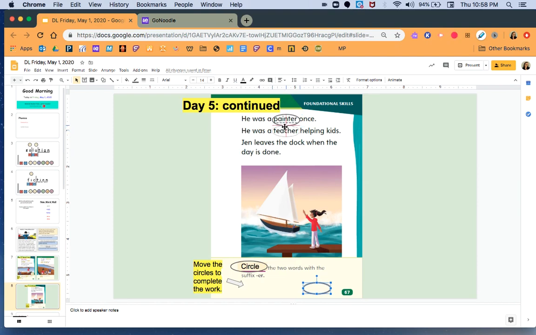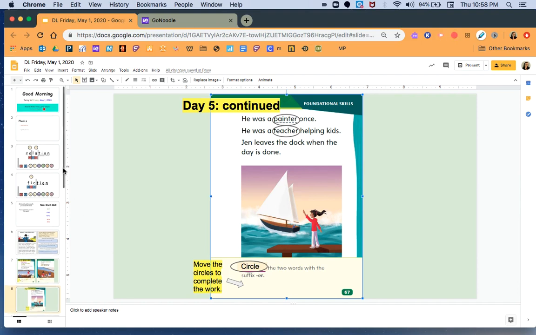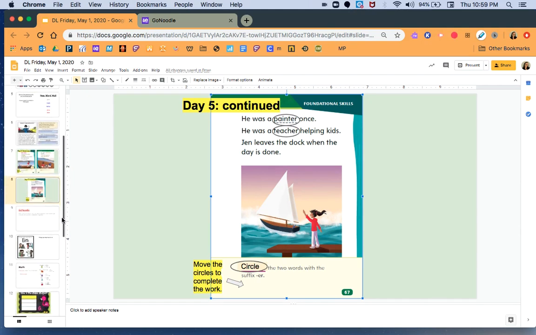Jen leaves the dock when the day is done. Now, I will tell you guys, decodable texts don't have the most exciting stories sometimes because they're just there to kind of help you with learning the different parts of words, and also just to give you some more practice with fluency.